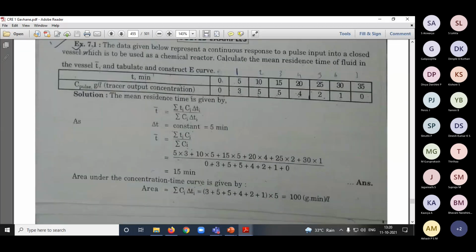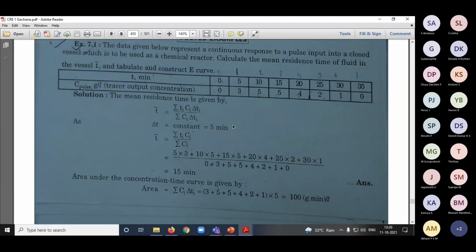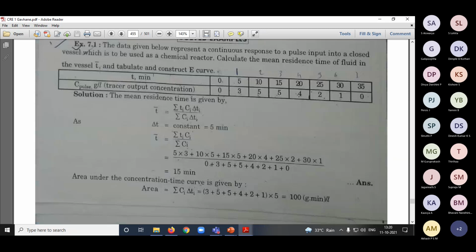Now you see, this is the mean residence time formula. T bar is sigma Ti Ci delta Ci by sigma Ci delta Ci. What is delta Ci here? Delta Ci is nothing but the interval of times. So 5 minutes or 5 minutes, right? So delta T is constant, 5 minutes. T bar is nothing but sigma Ti Ci by sigma Ci, right? Delta Ci is constant. Therefore, delta Ci here and here gets cancelled out because it is 5.